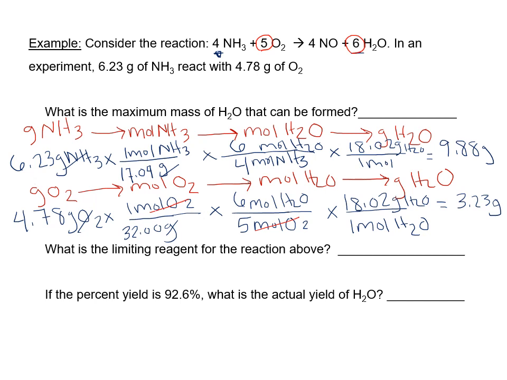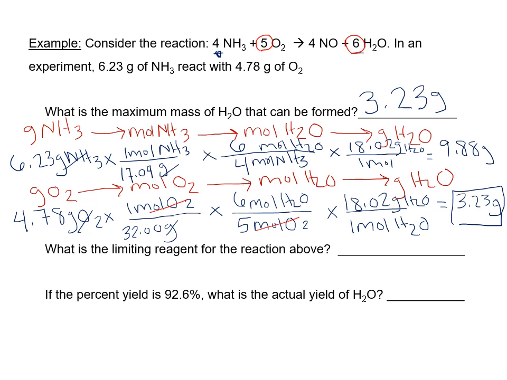The maximum that can be formed is the 3.23 grams. The smaller number is the amount that we can make, right? We cannot make 9.88 grams of water because we don't have enough oxygen for that. We only have enough oxygen to make 3.23 grams. After that, we run out of oxygen and we cannot make any more H2O. So the maximum that can be formed is 3.23 grams.